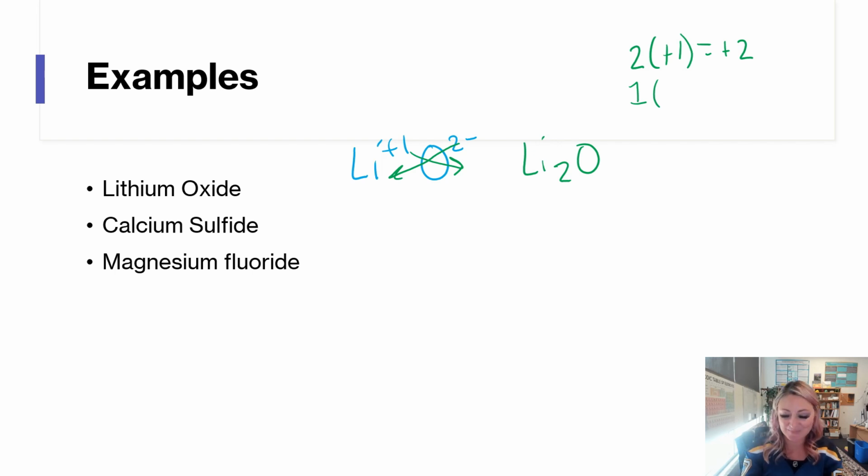We try not to write more than we absolutely have to. That has a -2 charge. 1 times -2 is -2. Adding those up, boom, 0. The drop and swap system works.